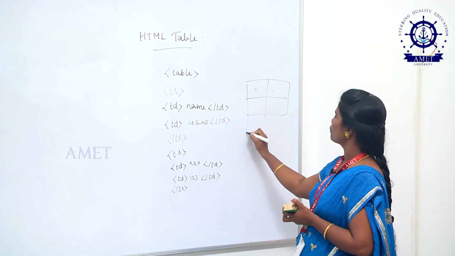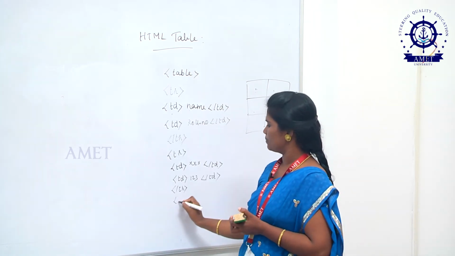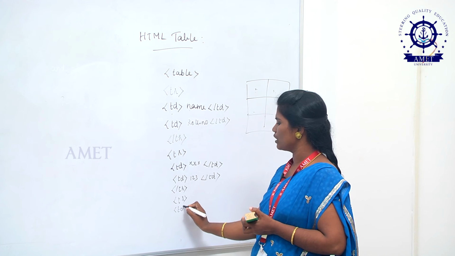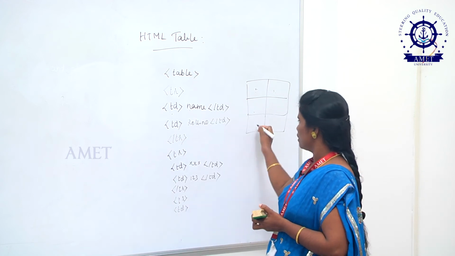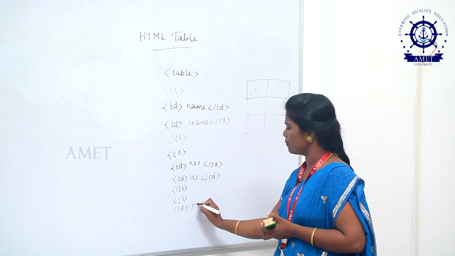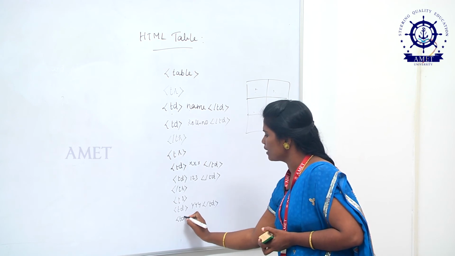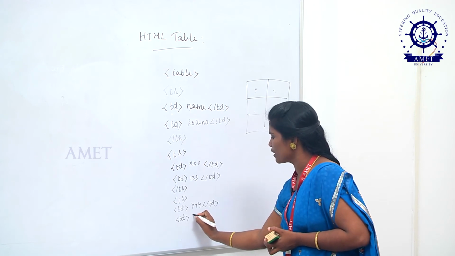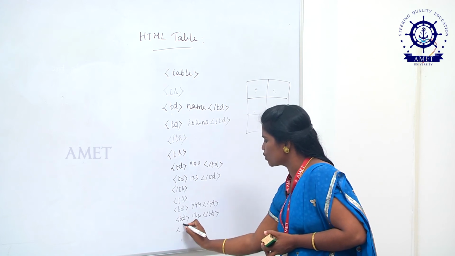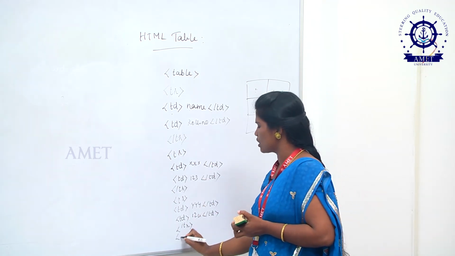Suppose if you want to add one more row, you can use one more tr tag, table row tag. So, inside the table row you can use td for giving the next row details. Say for example, other name, other person name, and use one more td tag for giving the roll number. Then you must close the row. Finally, I must close table.